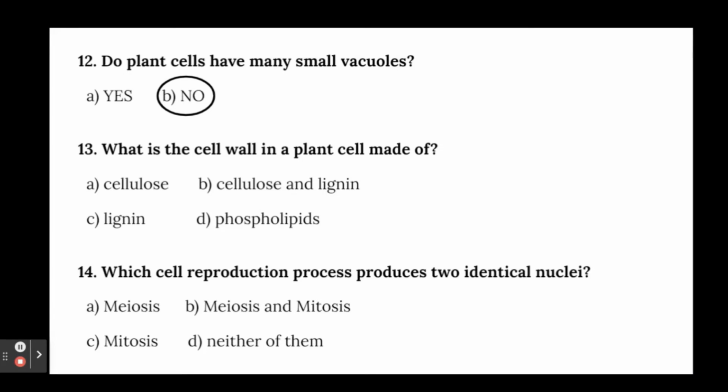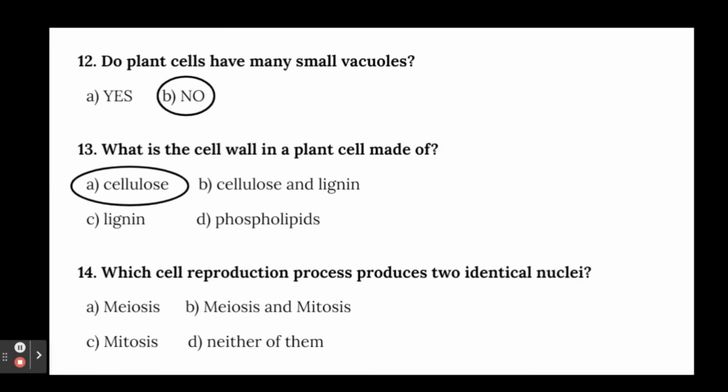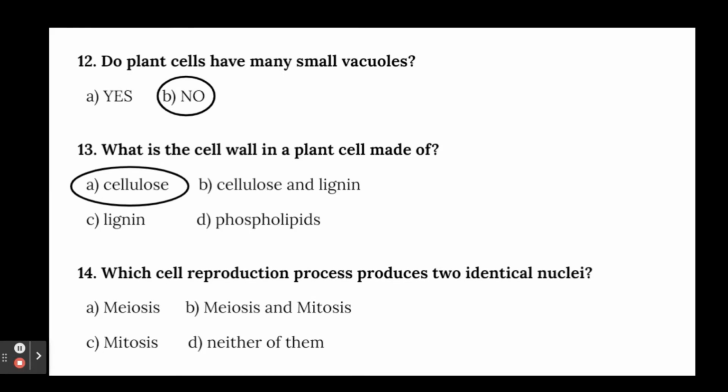Number 13. What is the cell wall in a plant cell made of? It's fine if you don't know this. The answer is A, cellulose. All right, number 14. Which cell reproduction process produces two identical nuclei? So the same 46, 46. The parent has 46, so the daughter cells have 46. The answer is mitosis, which is C.